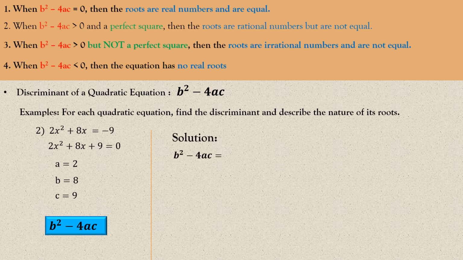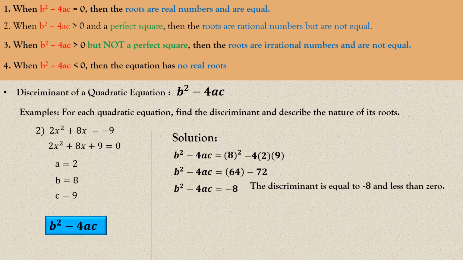Solution, substitute the values sa imong b, a, c. 8 squared minus 4 times 2 times 9. Okay, so you have 8 squared is 64. 4 times 2 times 9 is 72. Subtract. The result is negative 8. The discriminant now is equal to negative 8 and less than 0. Di ba pag negative, less than 0?